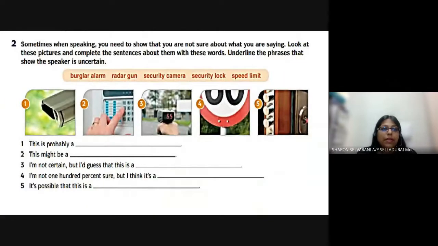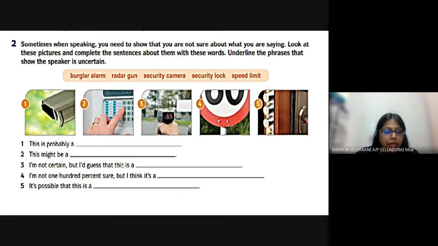All right, sometimes when speaking, we need to show that you are not sure about what you're saying. Look at the pictures and complete the sentences about them with these words. Underline the phrases that show the speaker is uncertain. All right, so let's look at this, number 1 to number 5. See, this is probably a. So, which word here? See, like the word probably. So, probably here shows that we are not certain. We are not sure. Maybe it is the answer. Right? So, let's look at number 2.